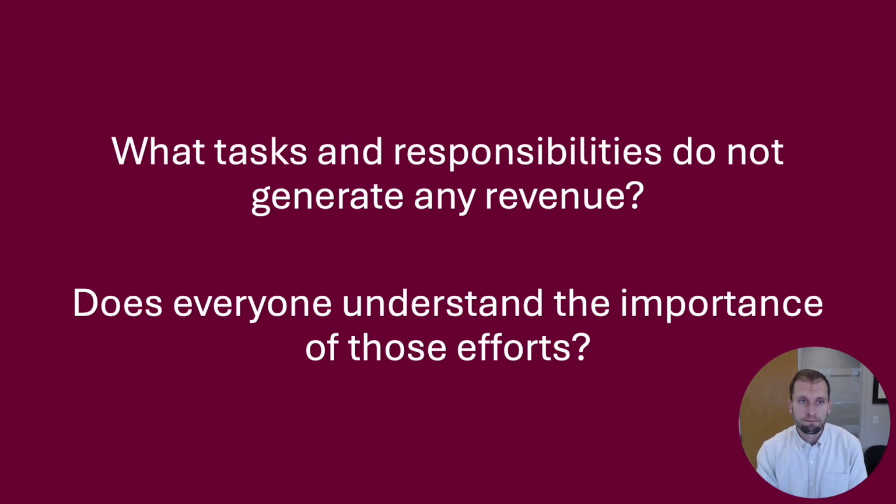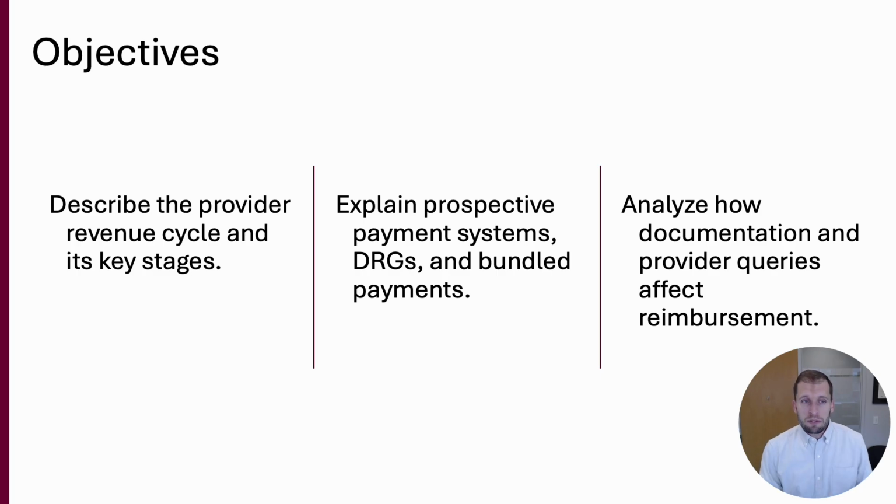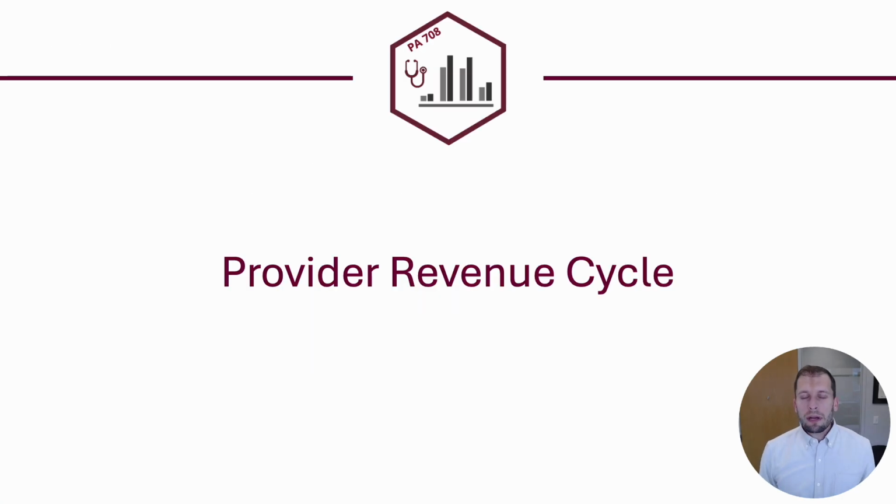So the objectives of this module are to describe the provider revenue cycle and its key stages, to explain prospective payment systems, DRGs, and bundled payments. These are just a lot of the different ways that reimbursement is calculated. And then analyze how documentation and provider queries can affect the reimbursement process. We'll start by talking about the provider revenue cycle.